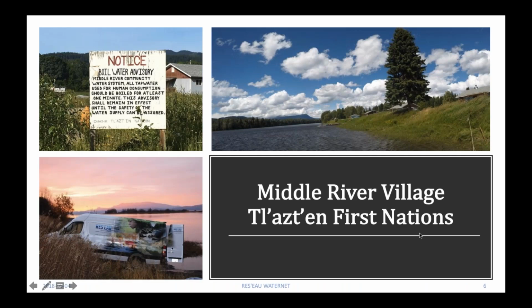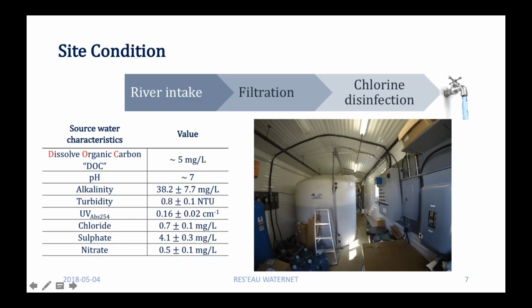And the case study is the surface water in Middle River Village related to the Tlaston First Nation community. And this area has its own simple water treatment system, and the community has lived with a boil water advisory for nearly a decade. The current water treatment system in Middle River consists of the filtration process as a pre-treatment to remove larger particles from the raw water and chlorine disinfection as the main disinfection process.